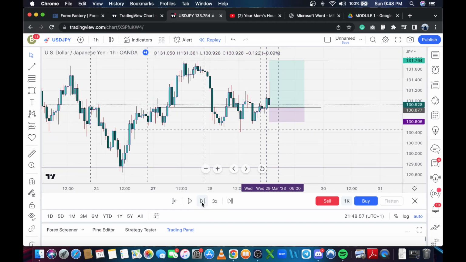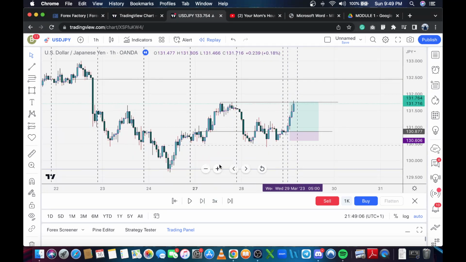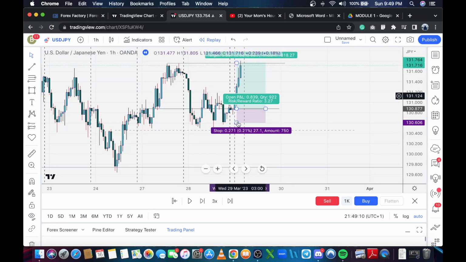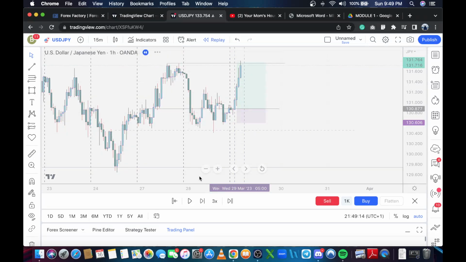And I think we possibly might have missed our entry from here. I don't think we had any entry here. So it got very close to the entry. Let's actually go to the lower time frame.